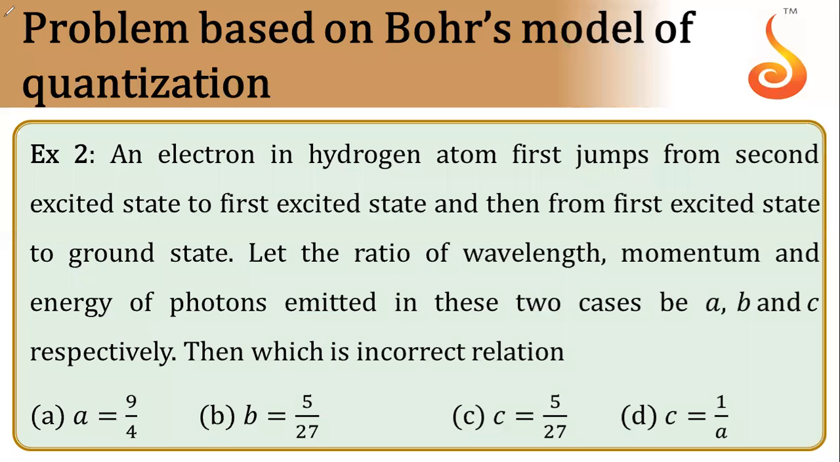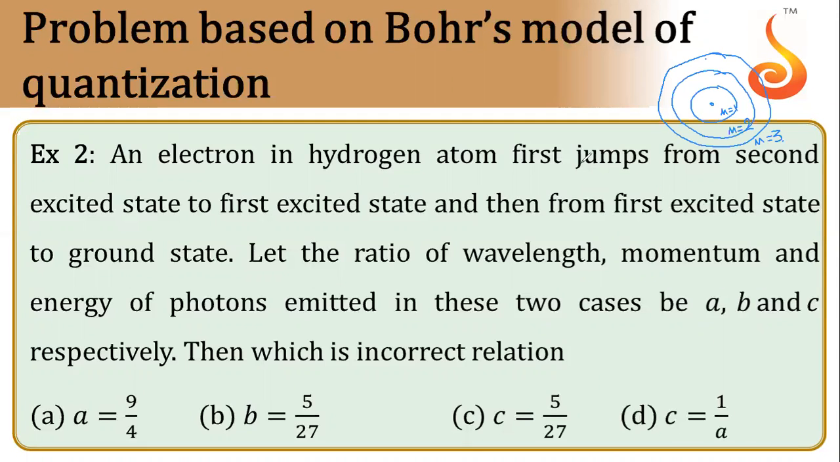Hi, this is example number 2. In this one, an electron in a hydrogen atom first jumps from the second excited state to the first excited state. Let's say this is our nucleus and these are the orbits. When the electron is in the ground state, the value of n is equal to 1. In the first excited state, n is equal to 2. And in the second excited state, n will be equal to 3.